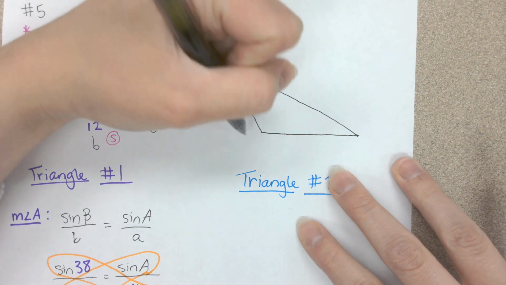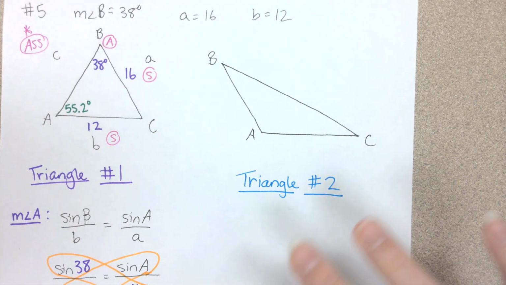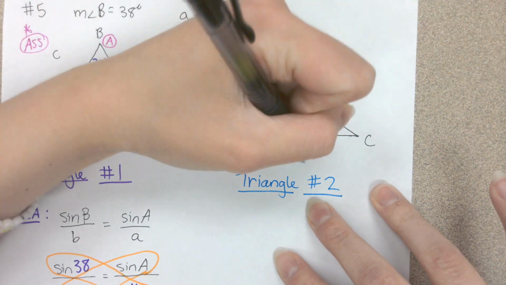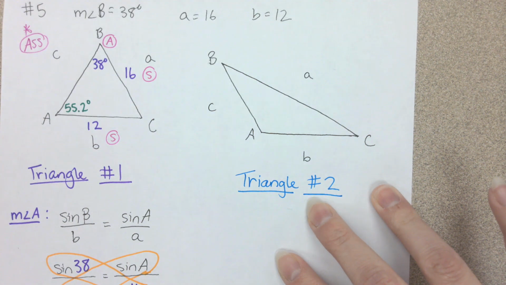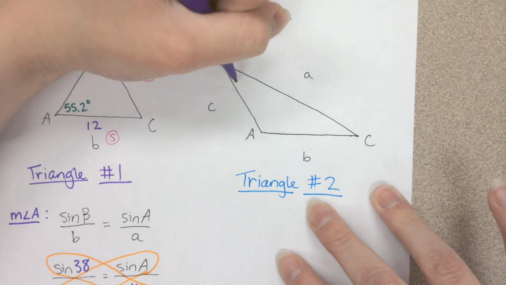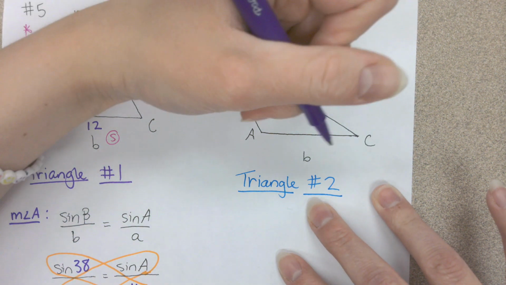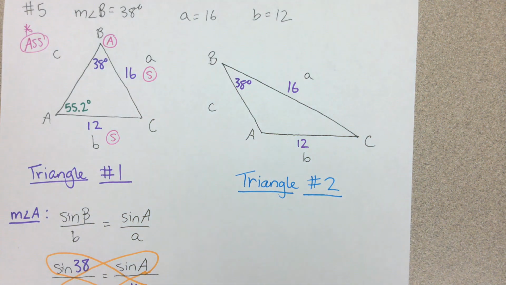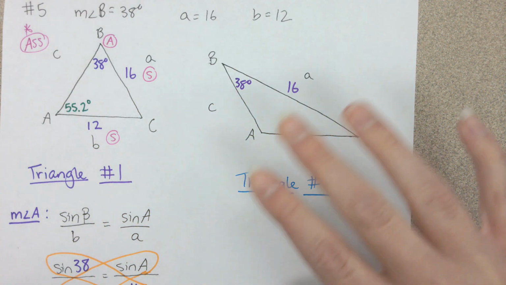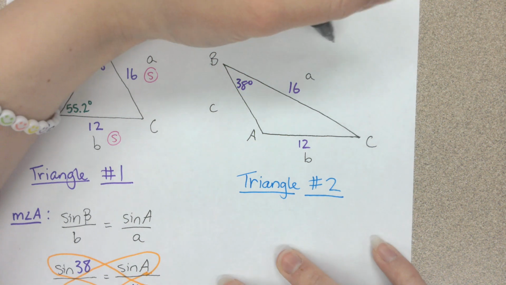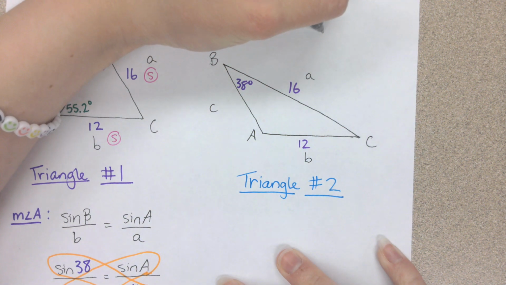Okay. Now the positions are still the same. B is still up here. This is still A, and this is still C. Givens are still the same. Let me write down the sides first. Okay. Angle B is still 38 degrees. Side A is still 16, and side B is still 12. That's all the same. From here, we need to find the other option that A could be. So we're going to find obtuse angle A.